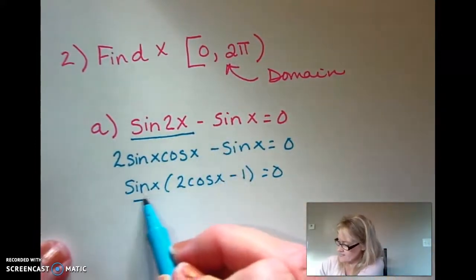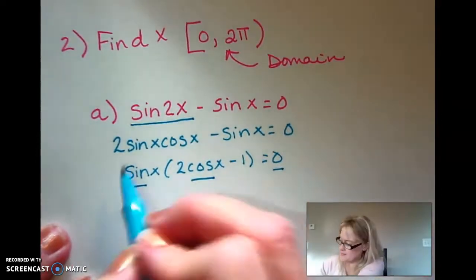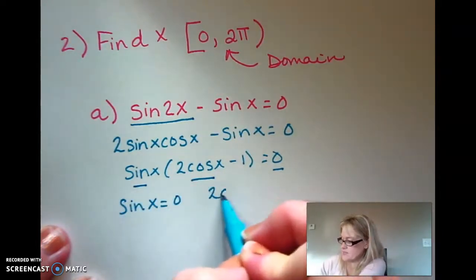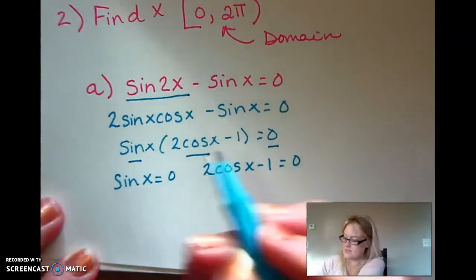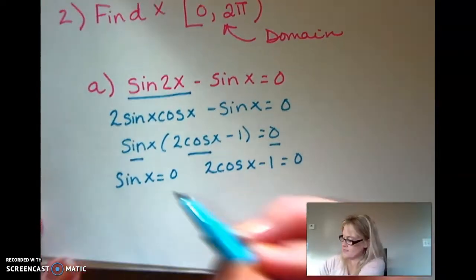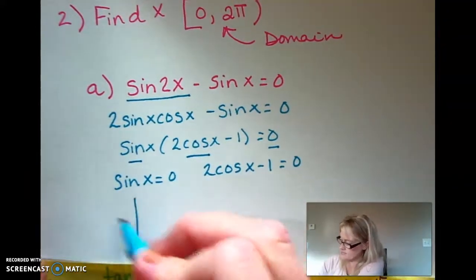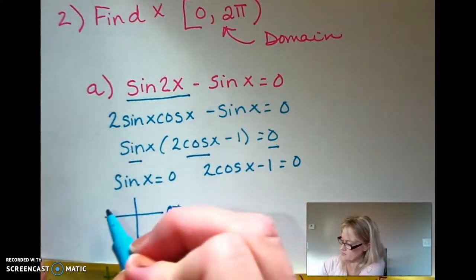Now I have zero product property, where the sine of x equals 0 and the 2 cosine of x minus 1 equals 0, and we can solve these equations. When is sine equal to 0? Sine is equal to 0 at 0 and also at pi.